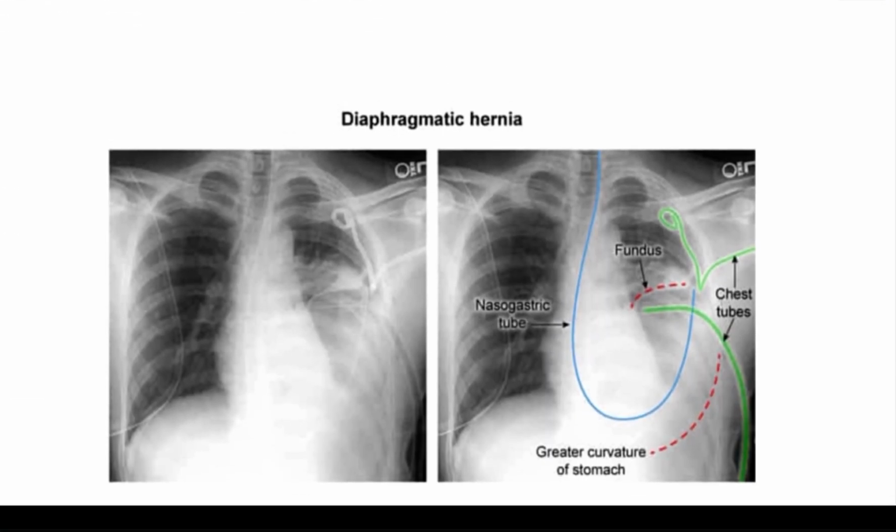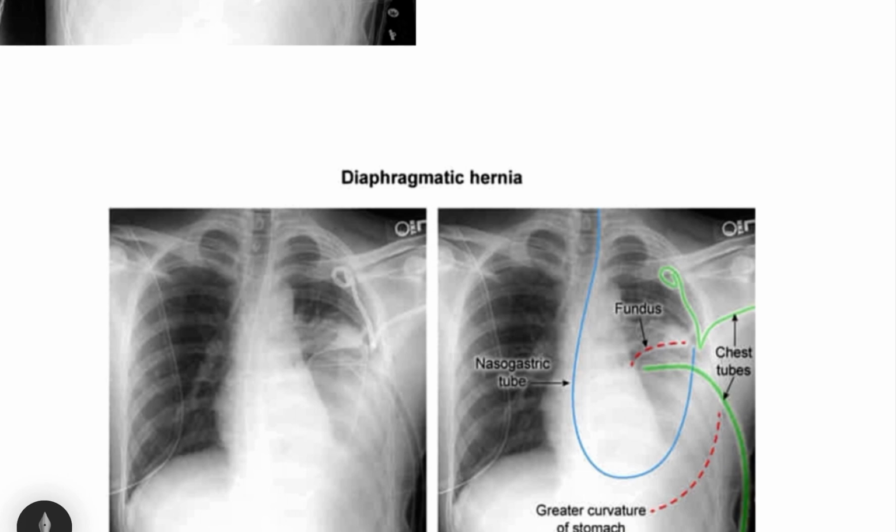Coming to the X-ray, as I highlighted here, the blue one is a nasogastric tube, and here the red marker is the fundus of the stomach. The bilateral green tubes are the chest tubes, and the red one is the greater curvature of the stomach.